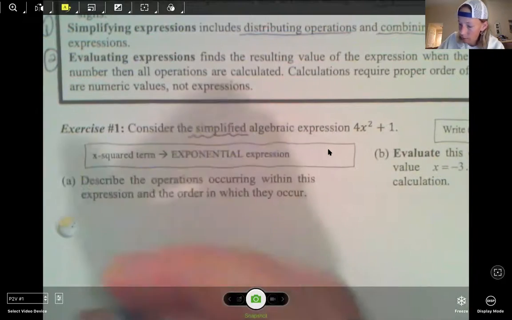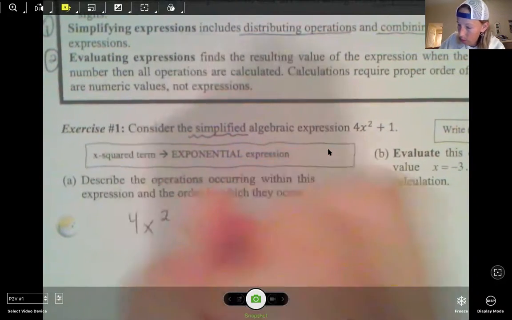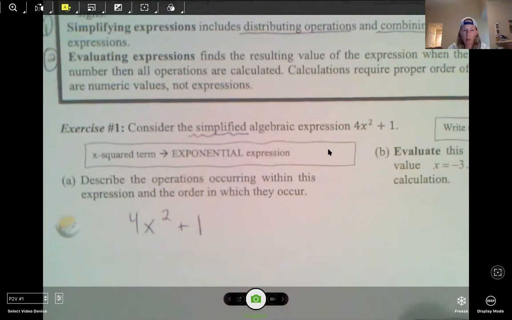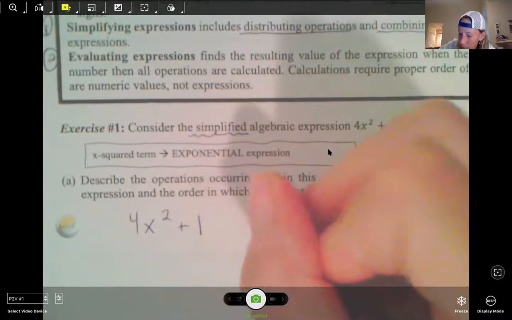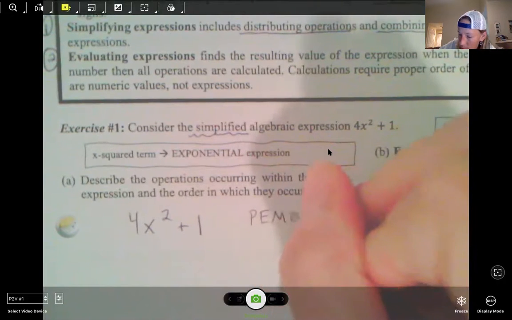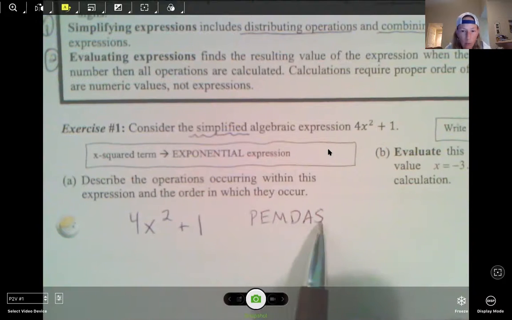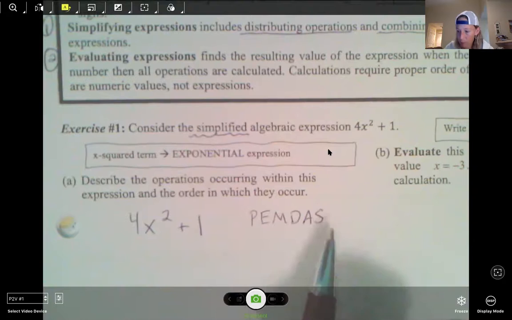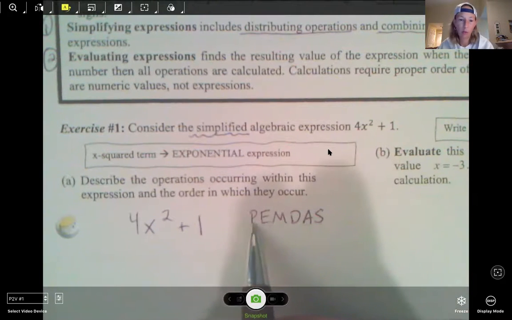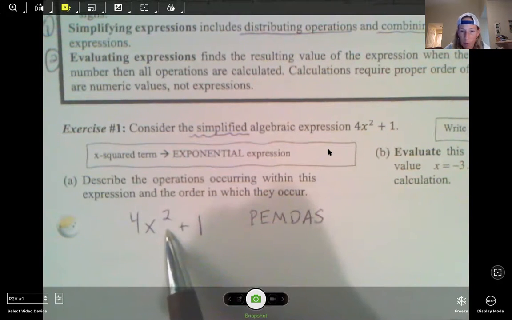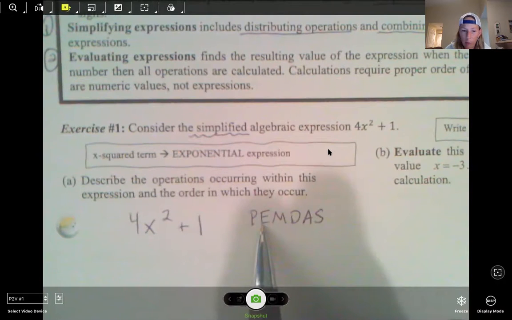So if I take 4x squared plus 1 and we think about the order of operations, which maybe you guys remember this acronym, Please Excuse My Dear Aunt Sally is one way a lot of people remember it, PEMDAS. This means that we're supposed to deal with parentheses first. We don't have any parentheses here. So the next operation that we would look at would be exponents.